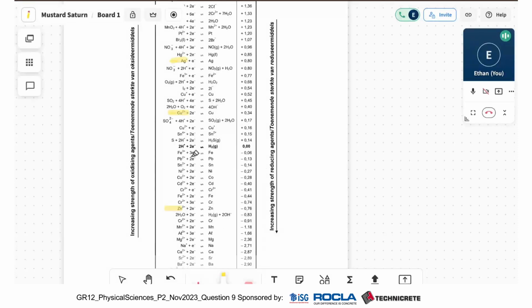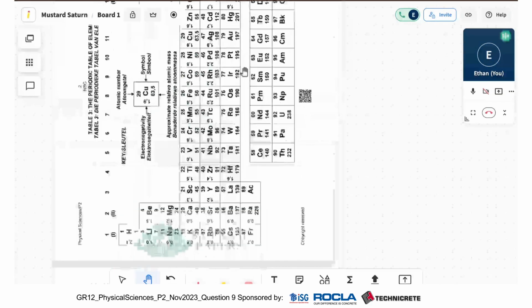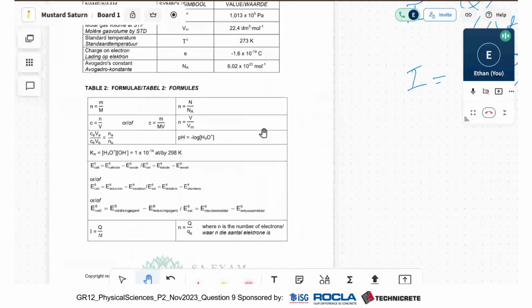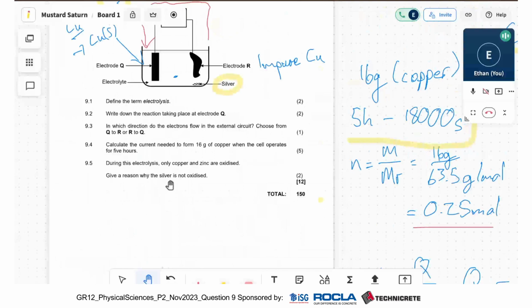For this reaction, it's fine because we only care about purifying our copper, but this is the reason why. If silver was, let's say, somewhere below here or below here, then the reaction would work. But because it's higher than copper, it doesn't work. So that's basically the reason for this. So how do we phrase that? You could say silver is a weaker reducing agent than copper and will not be oxidized. That's one way of phrasing it.